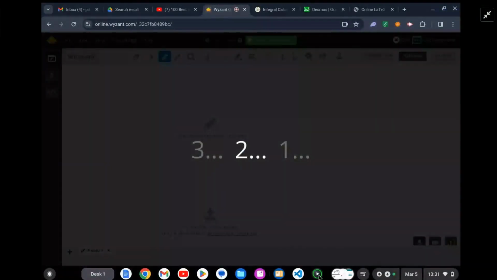Okay, let's look at our problem here. So we want to evaluate this integral. And let's try a u substitution. Okay, so this expression 4 minus x squared, let's call that u.